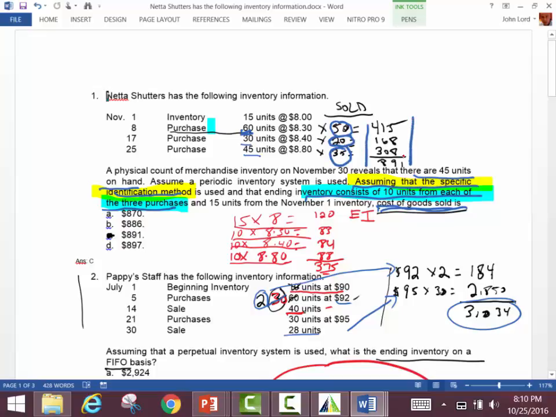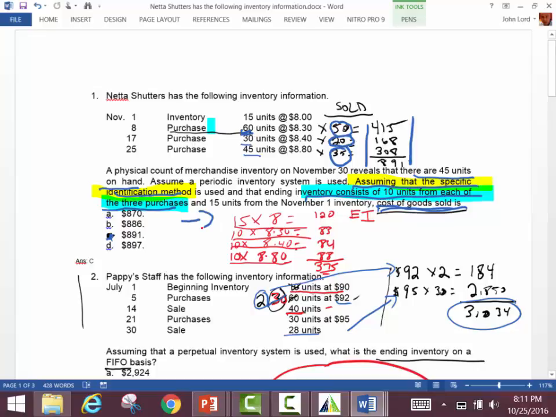I go ahead and I do the extensions. Does that give me the answer? Right? Okay.